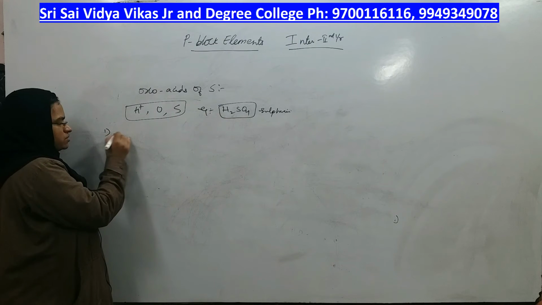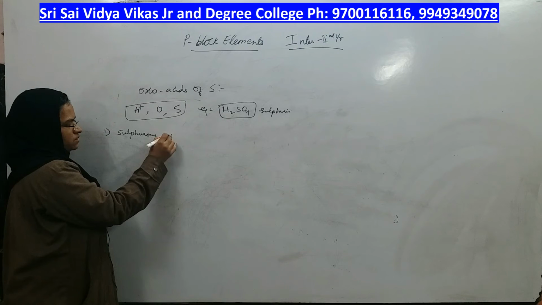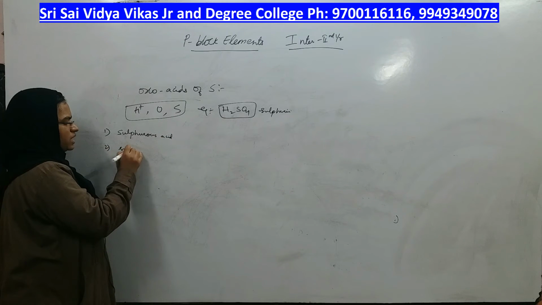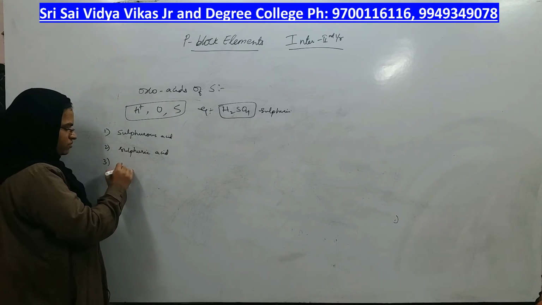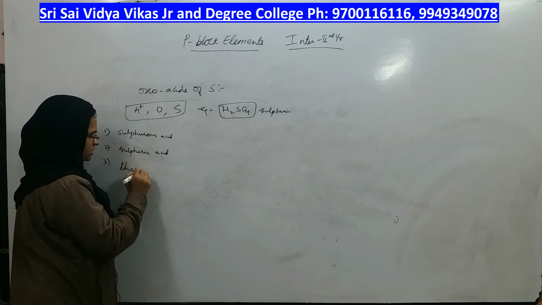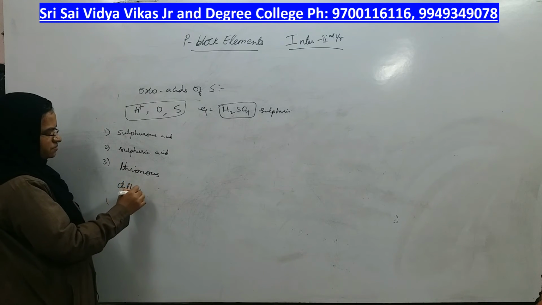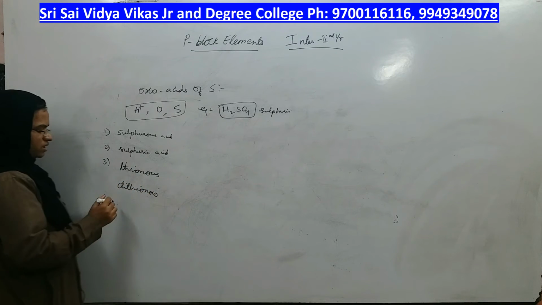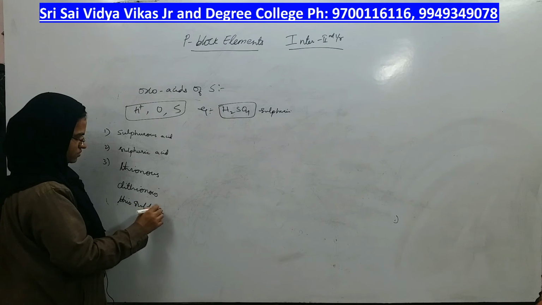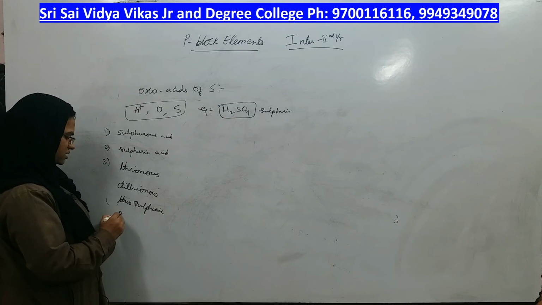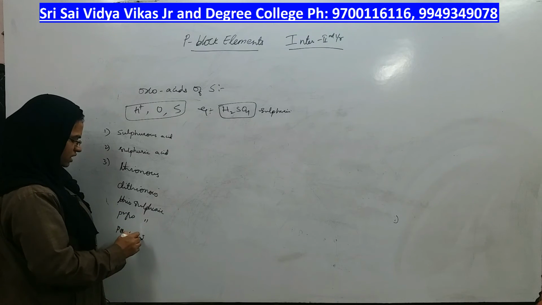Let us write the names. Sulfurous acid. Next is sulfuric acid. Next is thionous acid. Next is dithionous acid. Next is thiosulfuric acid. Next is pyrosulfuric acid. Next is peroxosulfuric acid. Right?